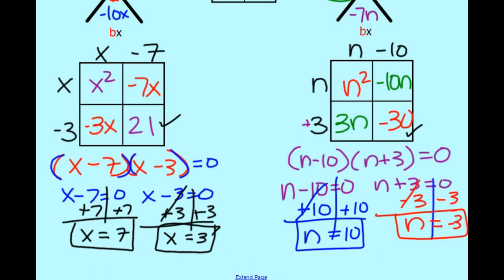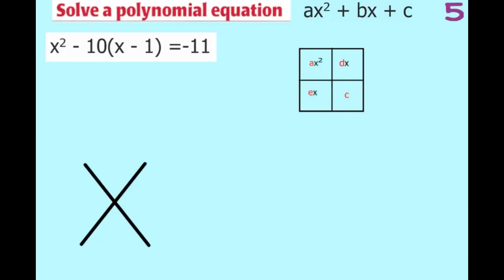Feel free to slow down, pause the video again if you need. Alright, this next one's the same, except I'm giving a little bit less structure. You got to figure out what goes where. And this doesn't look like a nice polynomial. It's not equal to 0 and it's not multiplied.